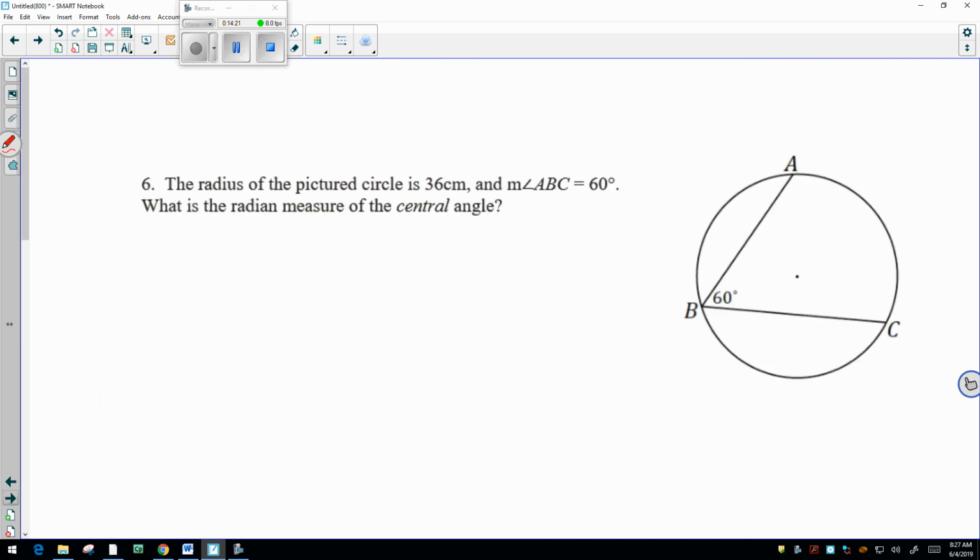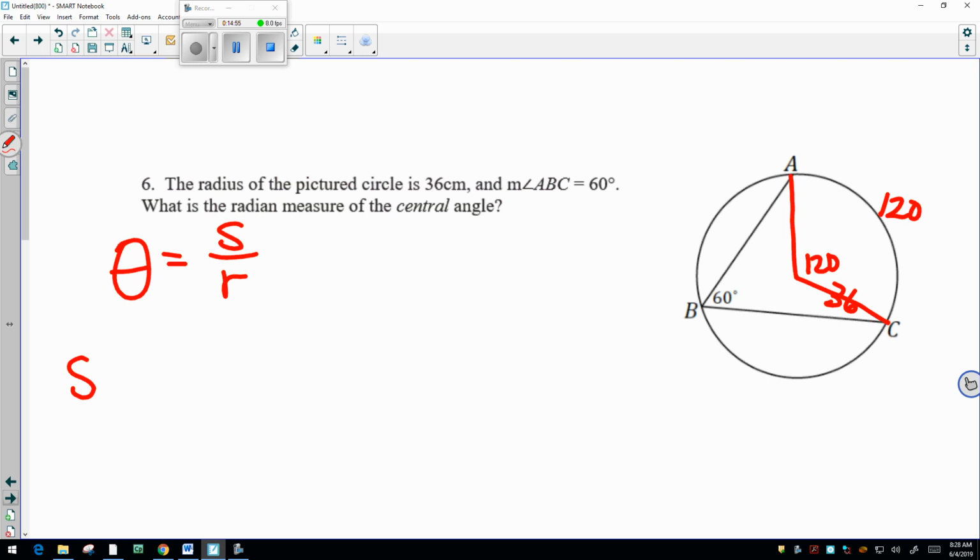Okay, we've seen this picture earlier, and it says the radius of the picture is 36 centimeters and our angle is 60, and we said so this arc must be 120, and we went through and since it means our central angle is 120, and we had a radius on this of 36, so I'm going to label my radius. And it says, what's the radian measure of the central angle? All right, well, we had that formula, theta is equal to S over R. S being our arc length. All right, we did that at the beginning of the note.